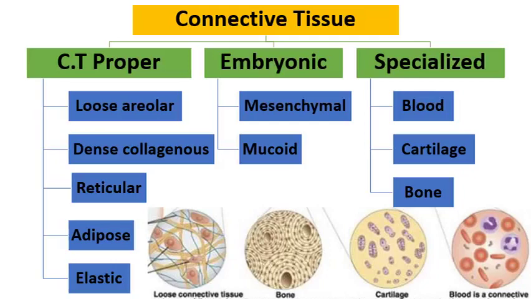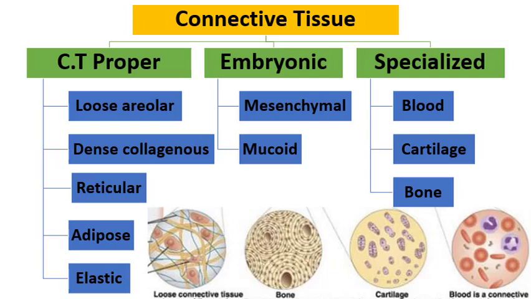Guys, today we will continue our connective tissue and blood module. Connective tissue is one of the four basic tissues in the body. Connective tissue is mainly formed from cells, fibers, and the matrix.